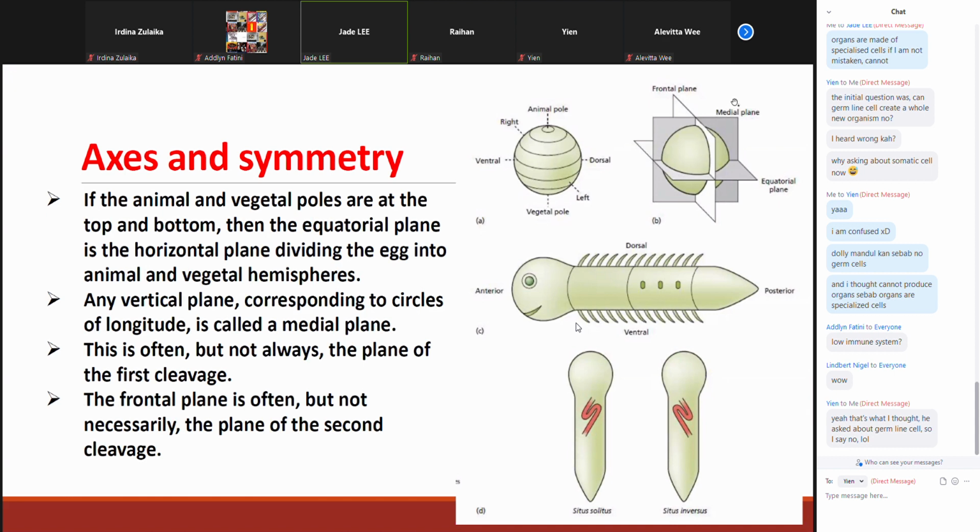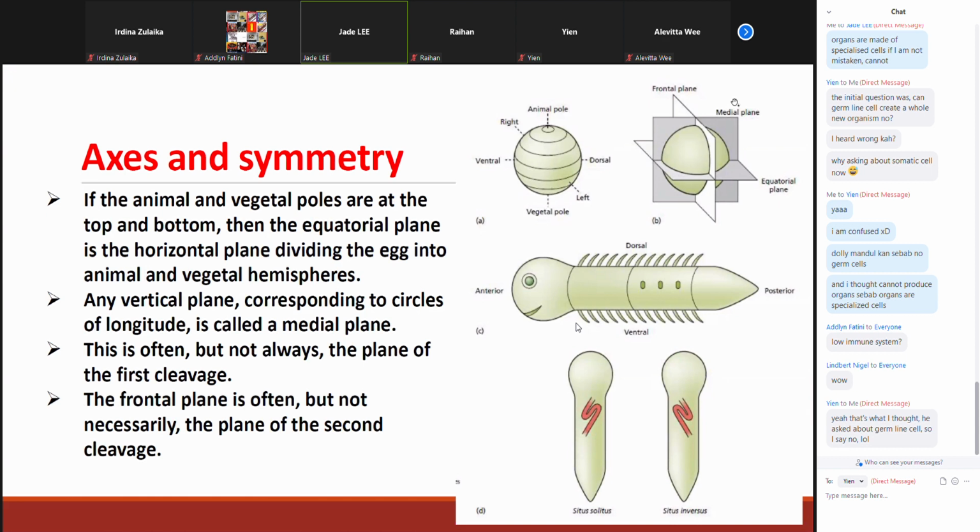And then the head end is the anterior, as I said just now, and the tail end is the posterior. So the head to tail axis is called anterior posterior, whereas the top bottom axis is called dorsal ventral, and the left to right axis is called medial lateral. From left to right, we call it medial lateral. So you must be very, very clear with the axis terms, so that when I say dorsal ventral or anterior posterior, you know what I refer to.